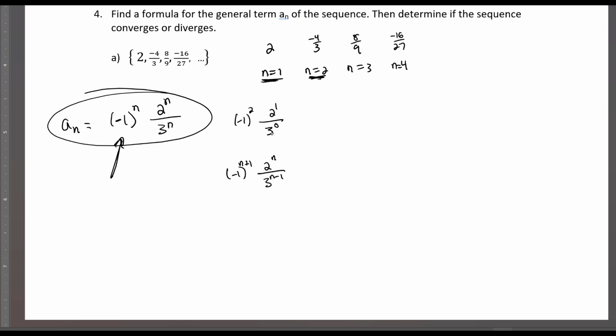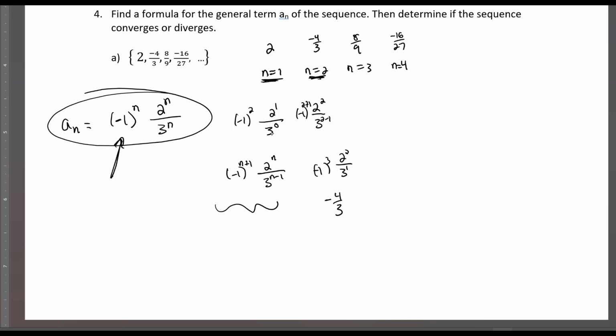So when n is 2, I would have 2 squared in the numerator. I would have 3 to the 2 minus 1 in the denominator, and I would have -1 to the 2 plus 1. So that would give me -1 cubed. That would give me 2 squared and 3 to the first. And that would give me that term. That would give me -4/3 for that second term. So that looks like that will work in this case.